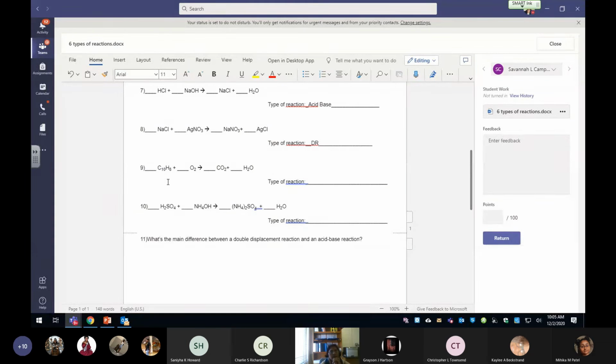9th one. Yes, what is this reaction? Combustion. There you go. Carbon dioxide and water you see on the product side, just put combustion reaction.